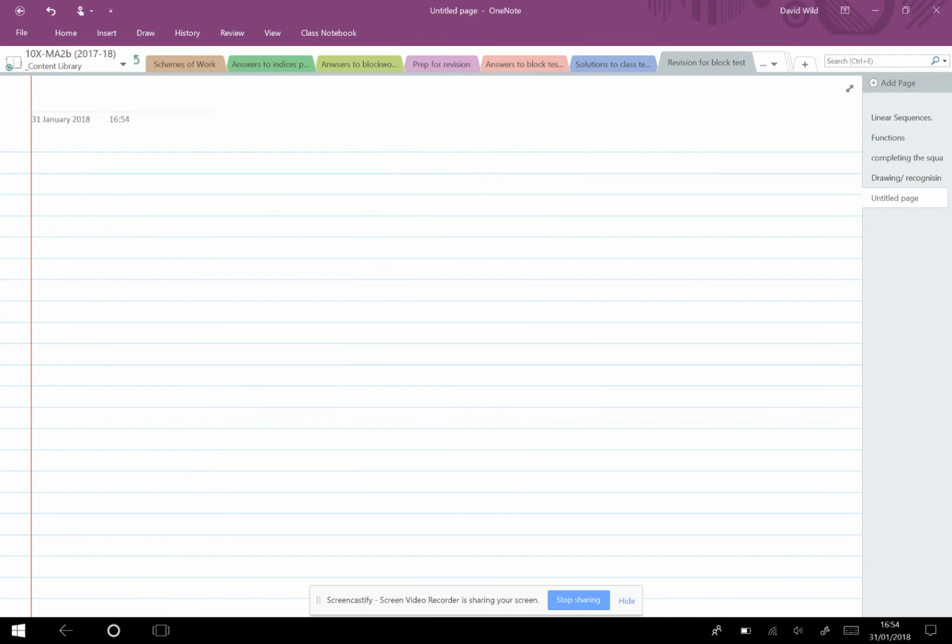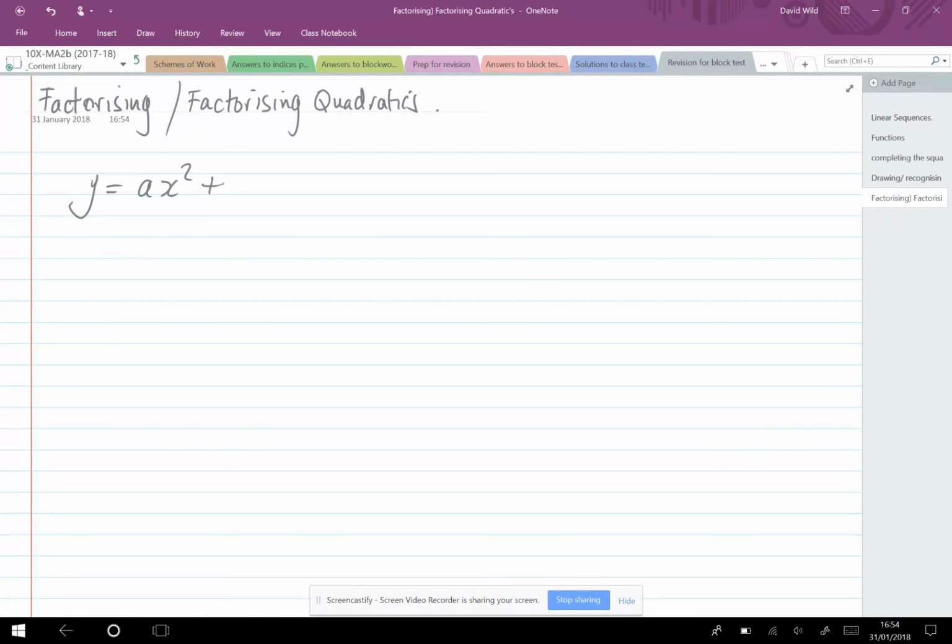Okay, the next topic we're going to look at is factorising quadratics. Or factorising, actually, and then moving on to factorising quadratics. I'm going to concentrate mostly on quadratics. Remember what we mean by quadratic is y equals ax squared plus bx plus c.